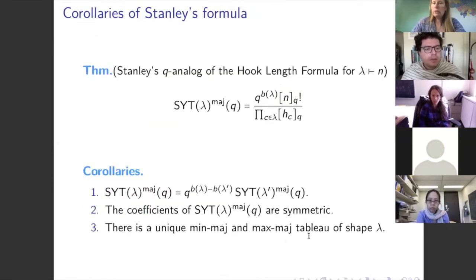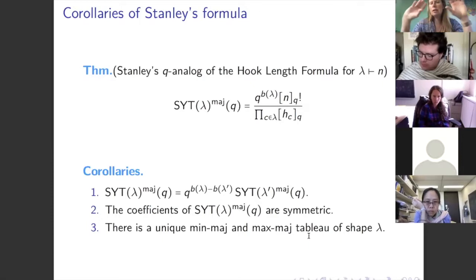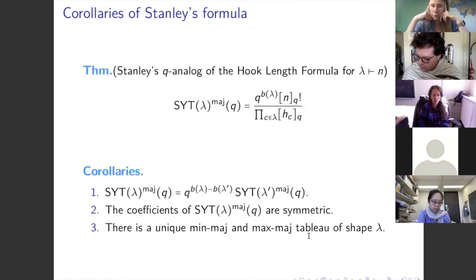And there are some nice corollaries if you look at this q-analog of the hook length formula, one of which you can see is that the q-analog of the standard Young tableaux of shape lambda is almost exactly the same as what you get when you transpose a partition shape. So that's the conjugate partition. It's only going to be off by a factor of q to some power, so fix that up. And the other thing you see from this formula right off the bat, I don't have to prove it to you, is that the coefficients are going to be symmetric because of the nature of cyclotomic polynomials. They are symmetric.